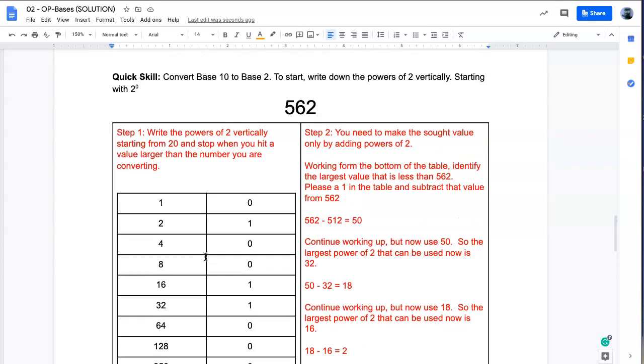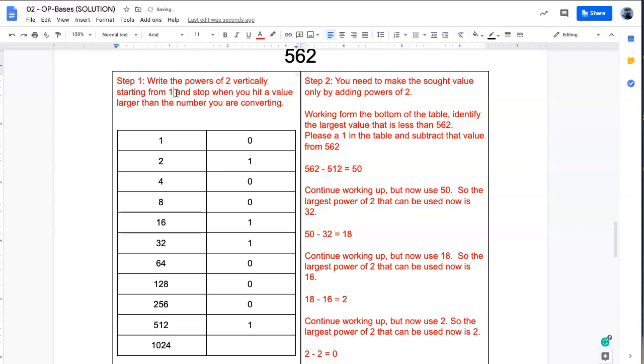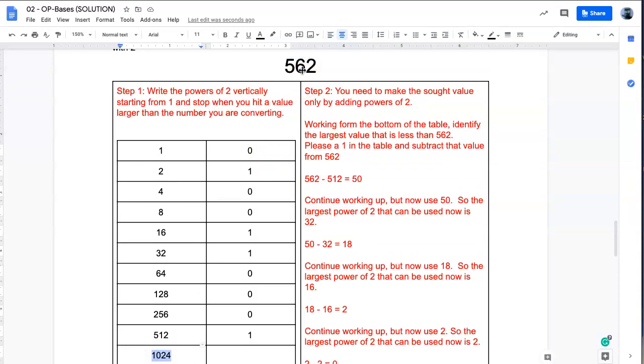So here's another quick skill that we want to be able to do: convert base 10 to base 2. What I like to do is write down the powers of 2 vertically, starting from 2 to the power of 0, so starting from 1, and stop when you hit a value larger than the number you're converting. So my number is 562, and I'm going to say 1, 2, 4, 8, 16, 32, 64, 128, 256, 512, 1024. 1024 is bigger than 562, so I'm going to stop.